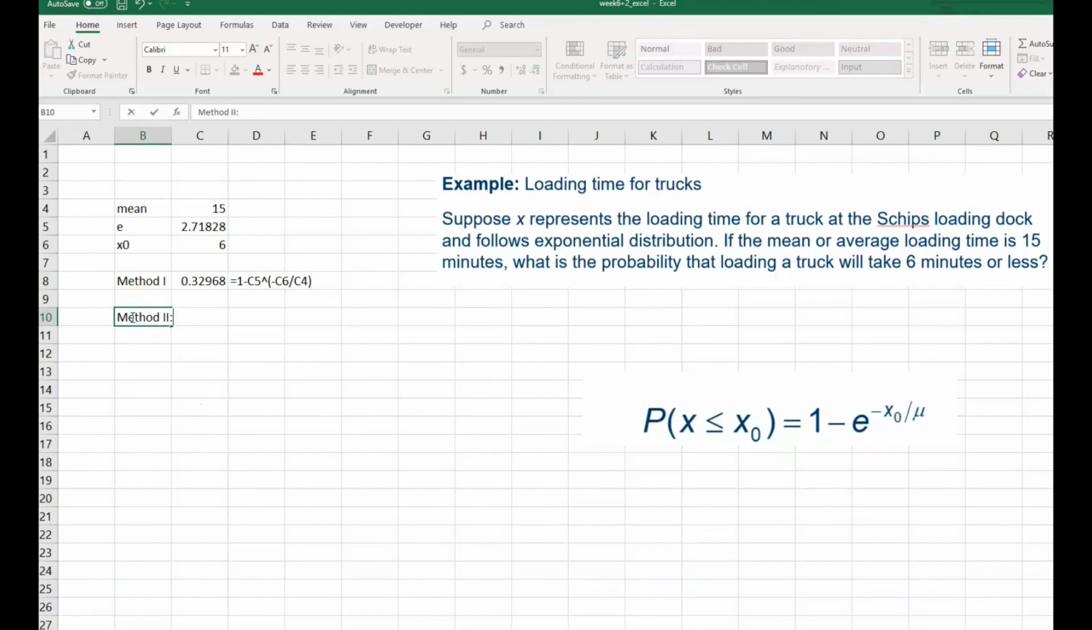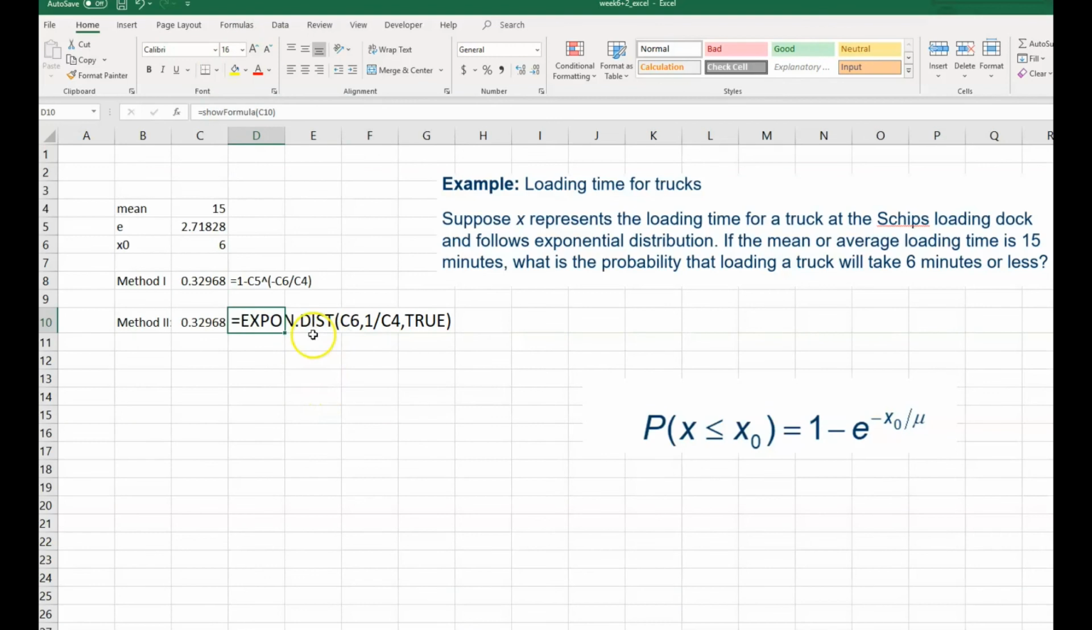Let's look at the second method. The second method is EXPON.DIST. The first one is x. The second one is 1 over mean. So this is x, this is 1 over mean. Then we answer true. I'm going to show the formula. We have the same result.